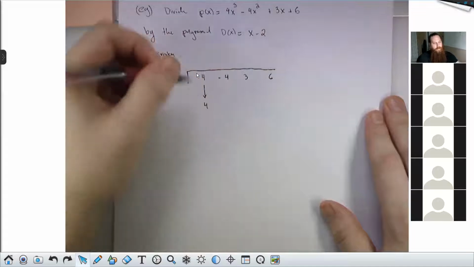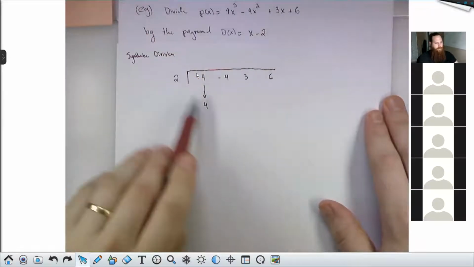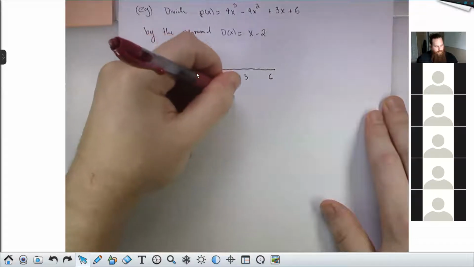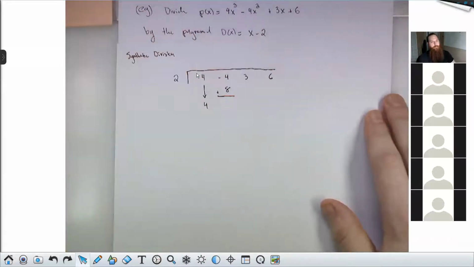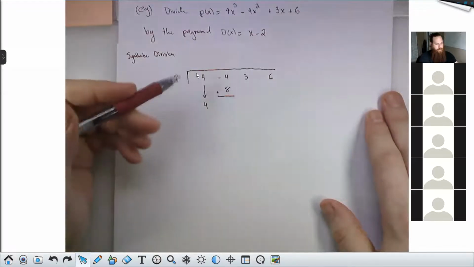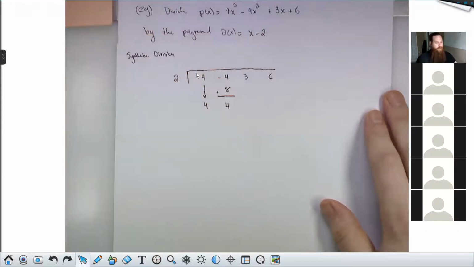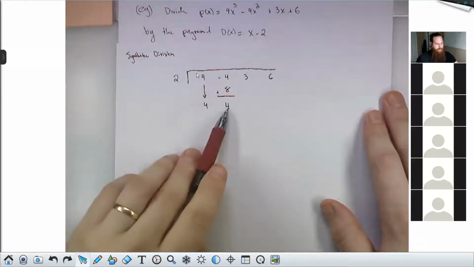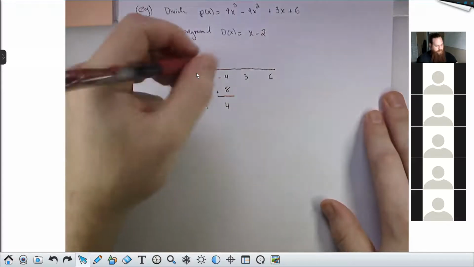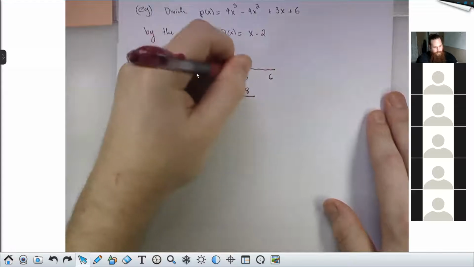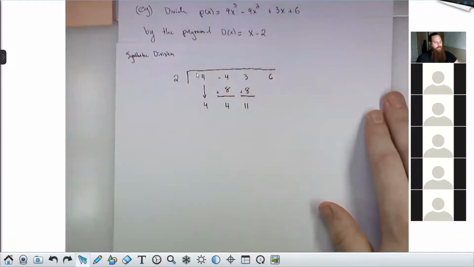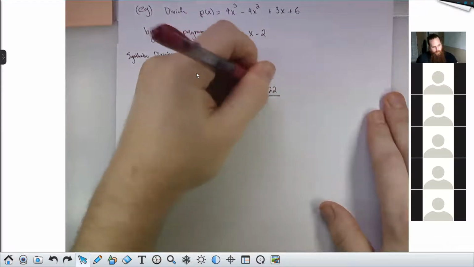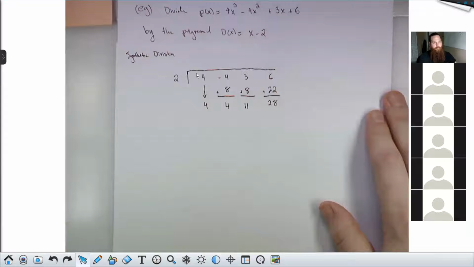You begin by bringing this number down. Then you multiply this number with this number. 2 times 4 is 8, and you write that over here. Then you add these up. Negative 4 plus 8 is positive 4. You write that here on the same row as the number you brought down. That's why we scoot this guy all the way down here. Then you do the same thing. You multiply this times this and write it here. So 4 times 2 is positive 8 again. And you add these. 8 and 3 is 11. Then you multiply this and this. 2 times 11 is 22. Add those up. 22 plus 6 is 28.